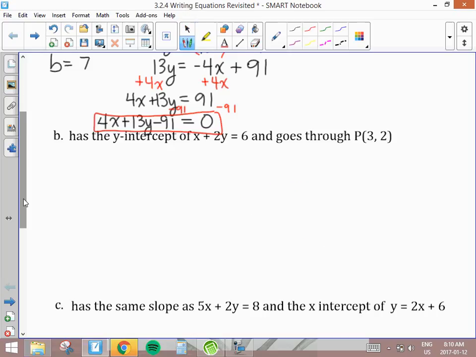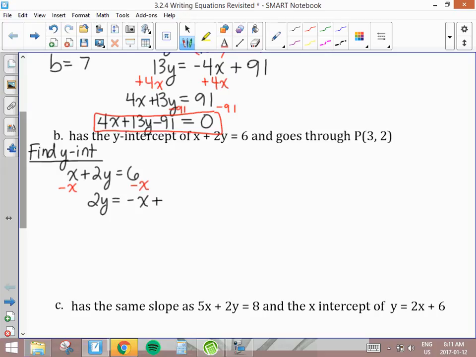So we're going to start by finding the y-intercept. To do that, I'm going to change the equation they gave me, x plus 2y equals 6, so it looks like y equals mx plus b. That way I'll be able to pick out the y-intercept really easily. I need to get the y by itself. I'm going to start by getting rid of the x, and because it's a positive x, I will subtract x from both sides. I'm writing the x first because I want it to look like y equals mx plus b.